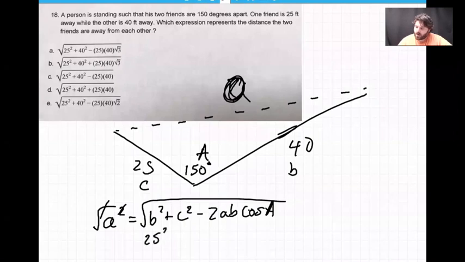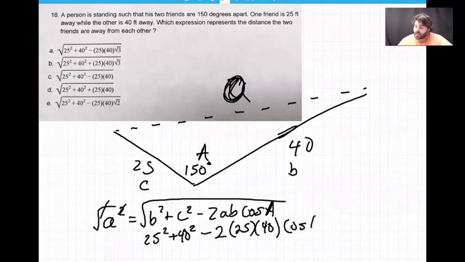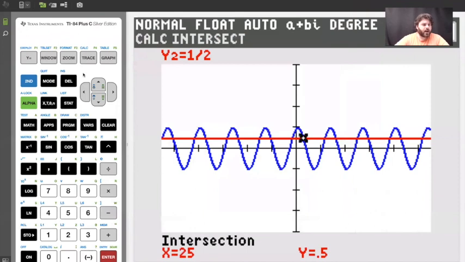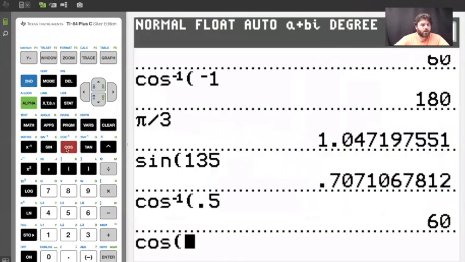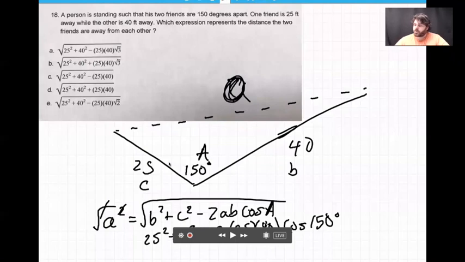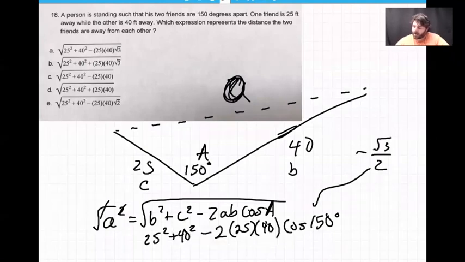We should get 25 squared plus 40 squared, although that's not really the important part, minus 2 times 25 times 40 times the cosine of the angle, 150. Well, what is the cosine of 150? I can get out my calculator here. Okay, looks like I'm in degrees. So the cosine is negative 0.866. Remember, that is root 3 over 2, right? We memorized that earlier. So negative root 3 over 2 is what goes right here, instead of this.